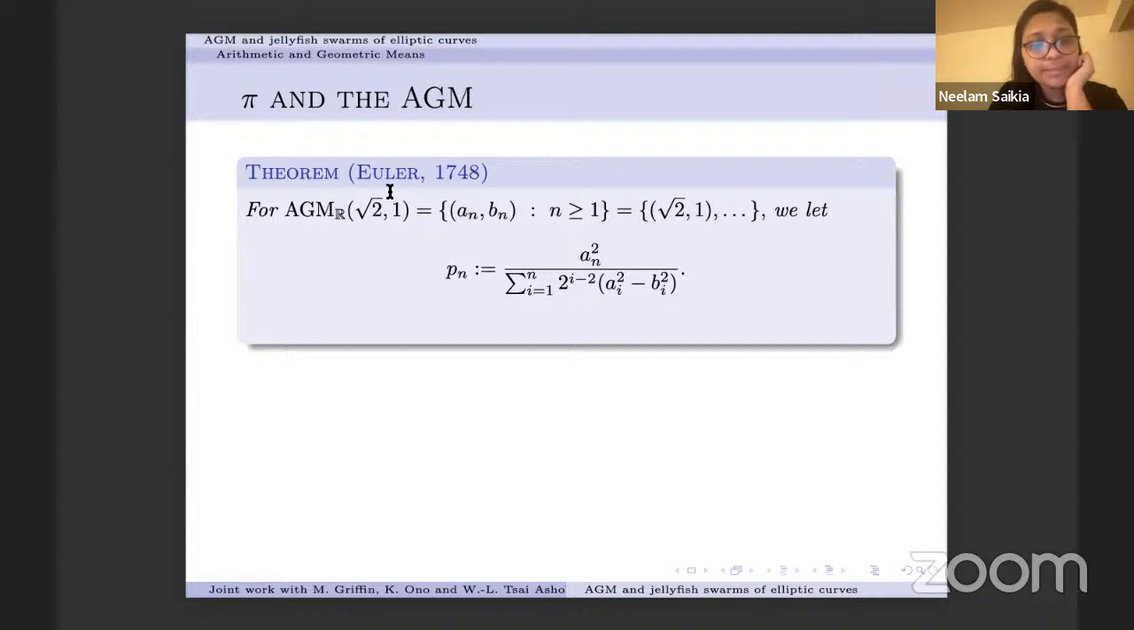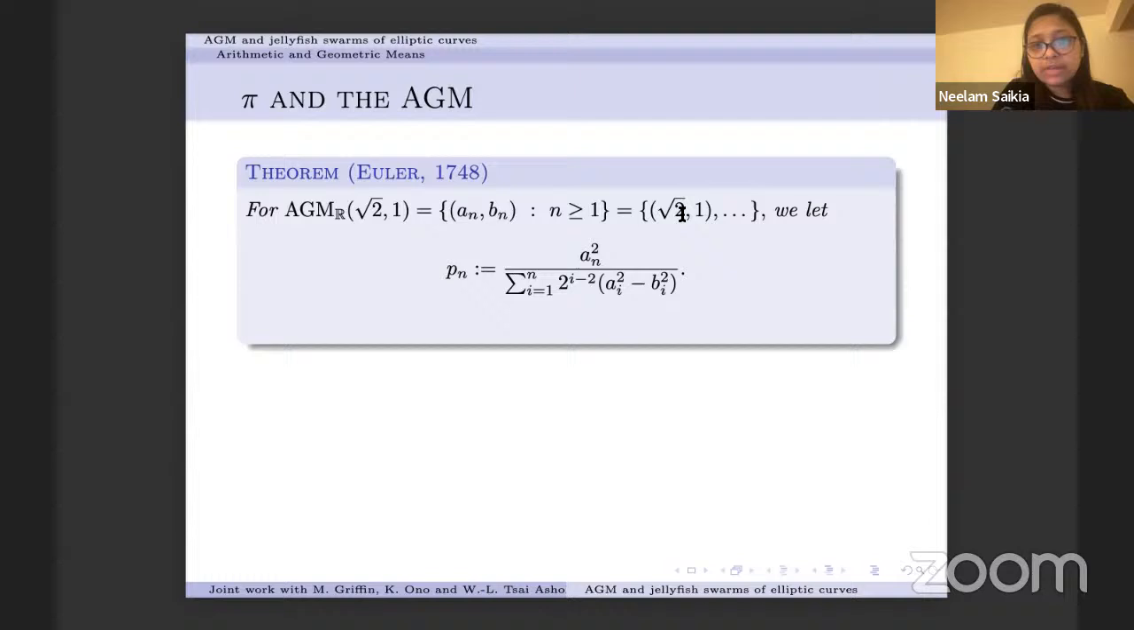Euler considered the tuple square root of 2 and 1. He chose a to be square root of 2 and b to be 1, and he computed the AGM sequence of this tuple. Here we use the notation R to remind ourselves that we are in the real numbers.